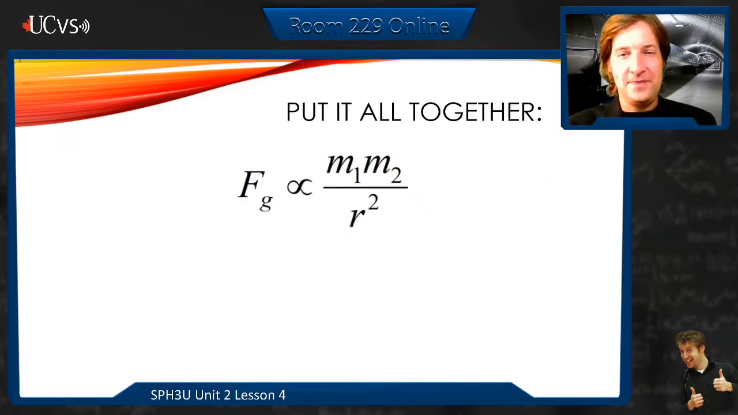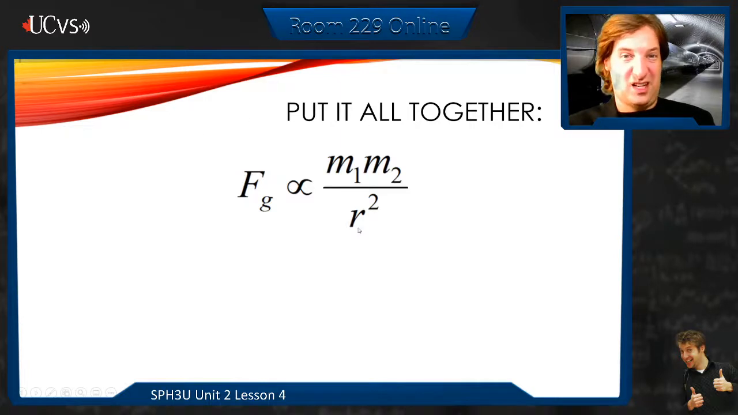So we put it all together and we come up with this proportionality statement. The force of gravity is proportional to the two masses and inversely proportional to the square of the distance between them. Be careful here. When you say r, you think about r as a radius, but really we're saying that r is the distance between them.